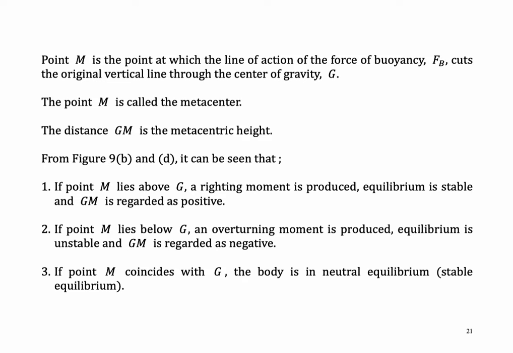From figure 9b and d, it can be seen that if point M lies above G, a righting moment is produced, equilibrium is stable, and GM is regarded as positive. If point M lies below G, an overturning moment is produced, equilibrium is unstable, and GM is regarded as negative. If point M coincides with G, the body is in neutral equilibrium.